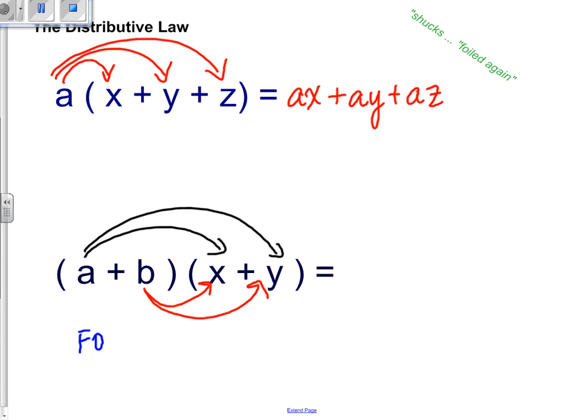FOIL. First would be the a and the x, first in both brackets. Outside would be the two terms on the outside, as far away as possible from each other. That would be the a and the y.